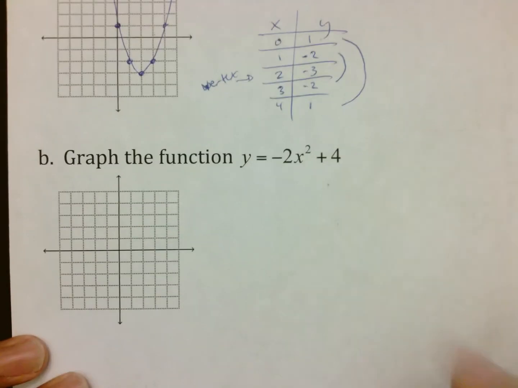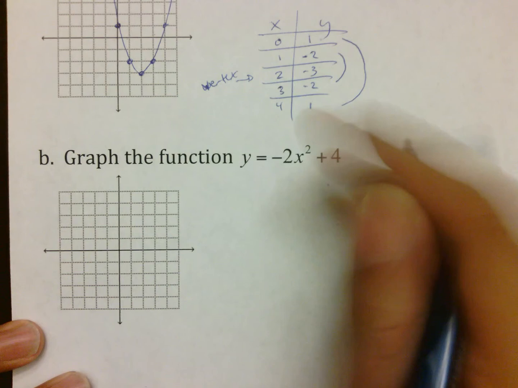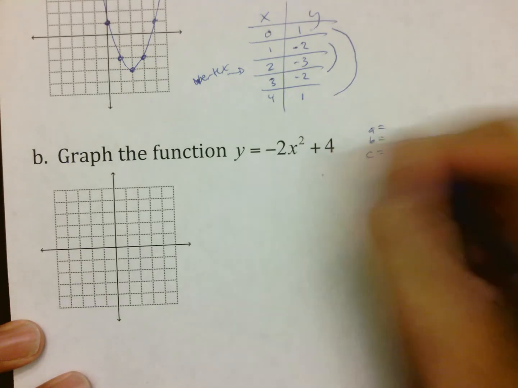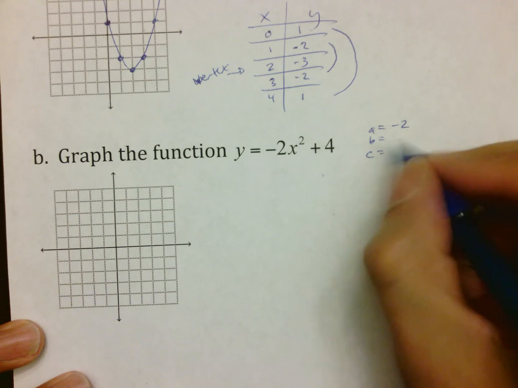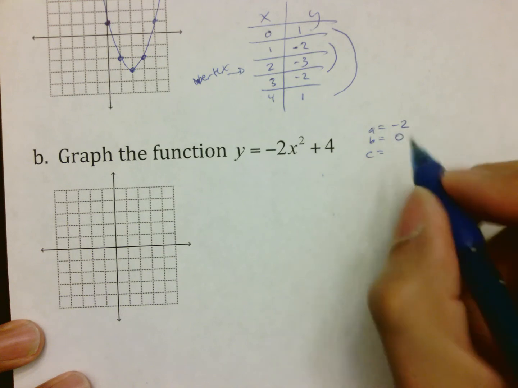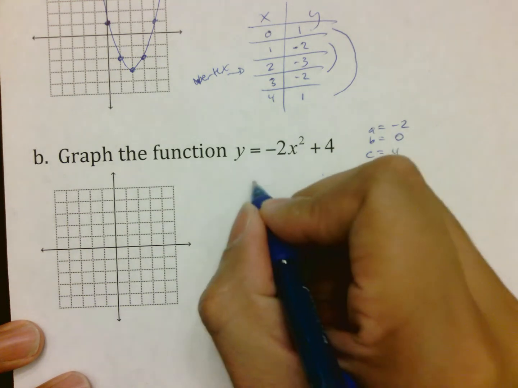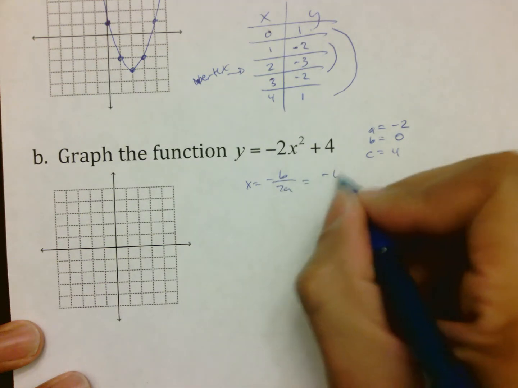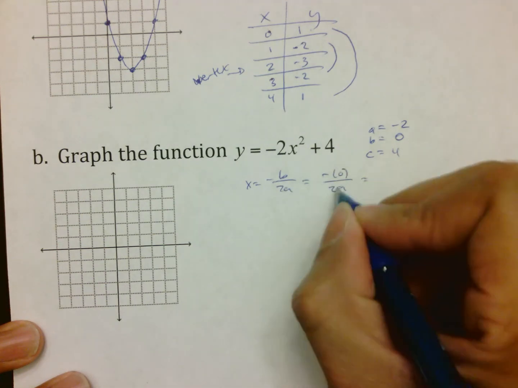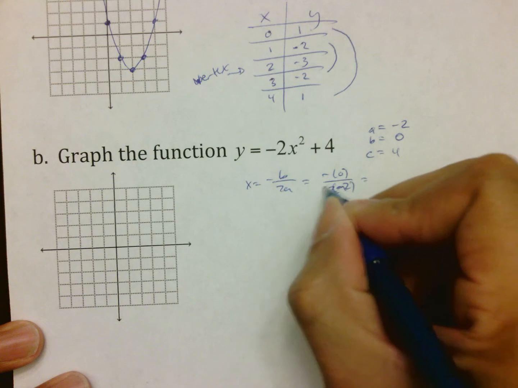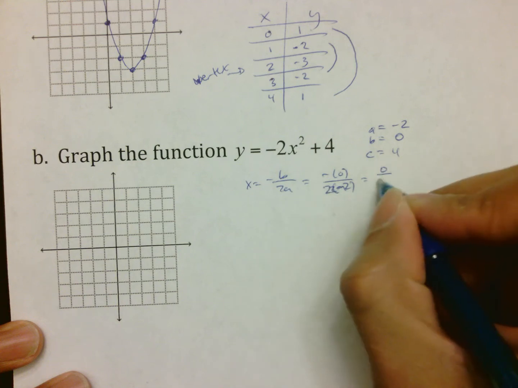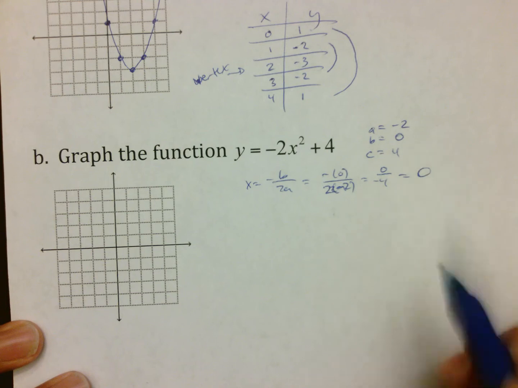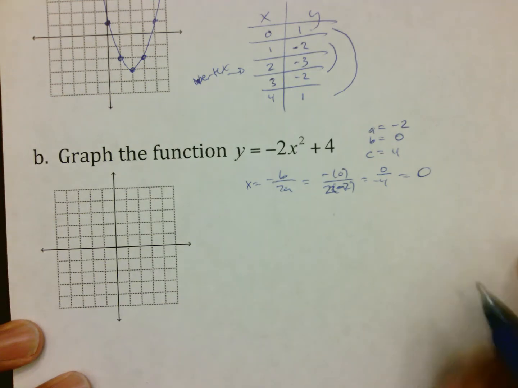B, graph the function here, y equals negative 2x squared plus 4. Again, in this case, it's good to identify a, b, and c. A is negative 2. Remember that b is attached to x and there is nothing there, so b is 0, and c is 4, which means that x equals negative b over 2a leads to negative 0 over 2 times negative 2, which of course is 0 over negative 4, or 0. Typically when b is 0, the key is going to be 0, so keep that in mind.